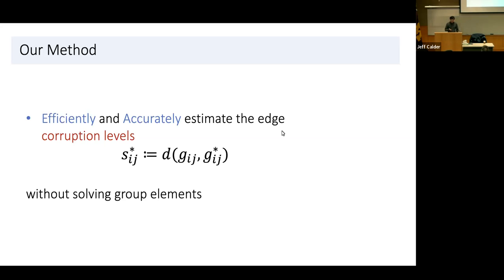So the question is, is there a way to efficiently and accurately estimate this edge corruption level in order to achieve robustness, where you can also completely avoid estimating the group elements? Here, the corruption level I define as Sij star, equal to some distance between Gij and its ground truth. So I'm not just classifying edges, I'm also estimating the corruption level exactly. I want to know the degree of corruption.